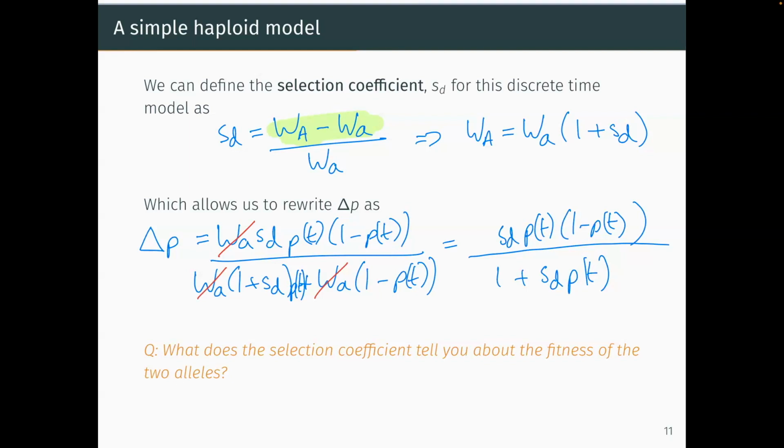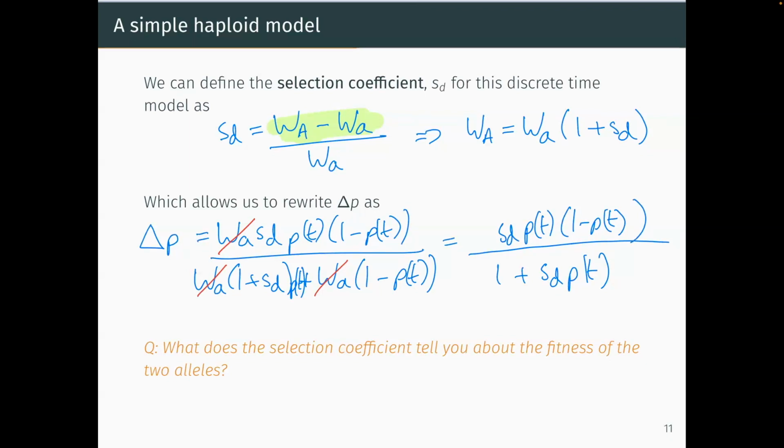Okay. So why might we care about this selection coefficient? What does it actually tell you about the fitness of the two alleles? If you were to try and put this into words, what is this SD telling you? Who's going to dominate? Yeah. So it's telling you something about which one is going to be selected for, which is kind of in the name, right? That's what we would hope for.